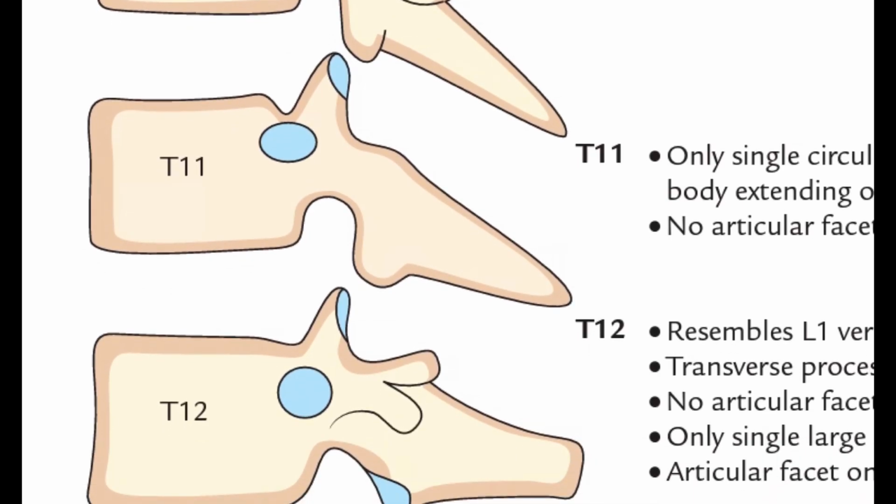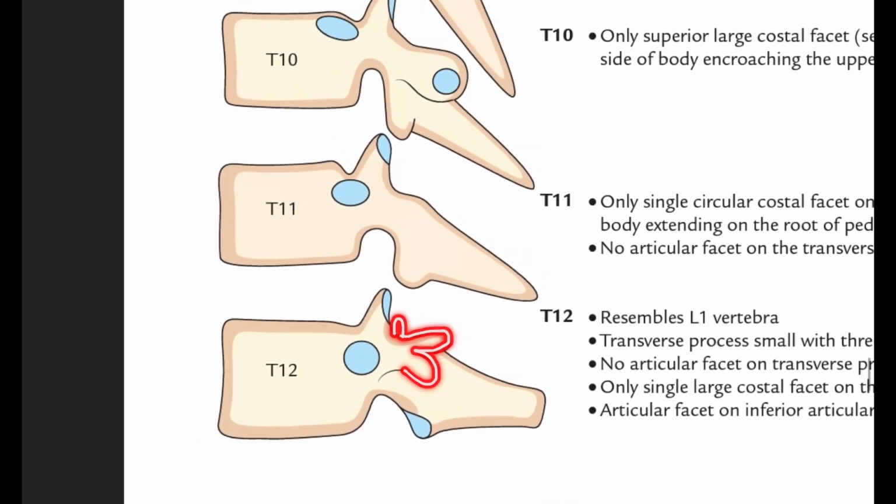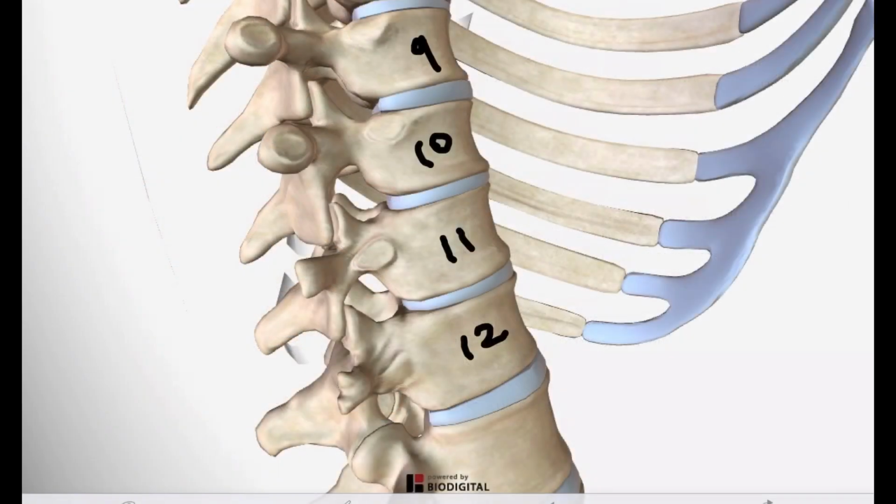T12, as I said before, resembles the L1 lumbar vertebra. Here is the presence of a single large circular facet extending onto the root of the transverse process. Here you can see the transverse process has 3 tubercles: superior, inferior and lateral. Let me show that in a 3D animation. Here you can see the 9th, 10th, 11th, 12th. So here are the tubercles, superior, inferior and the small one.